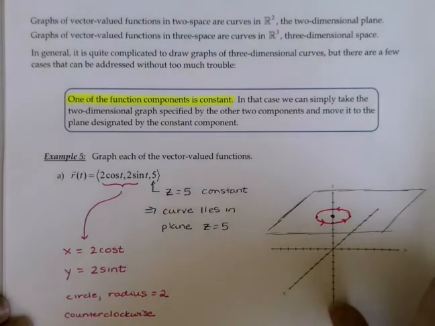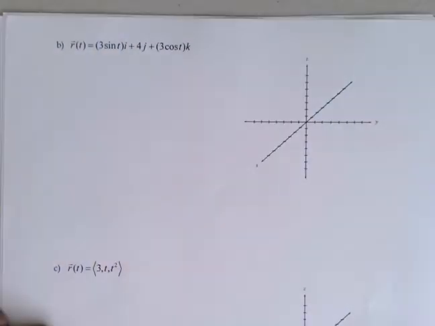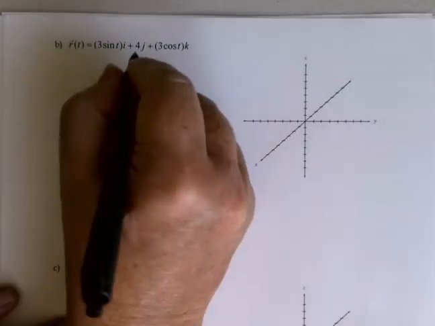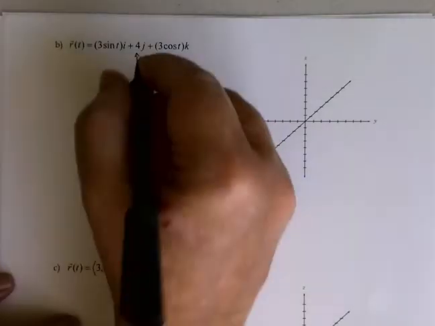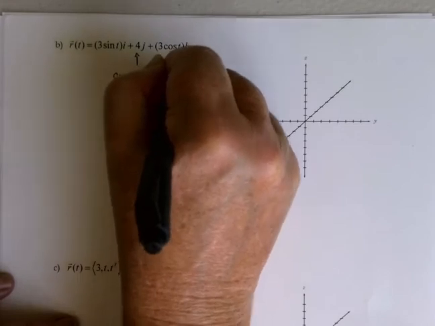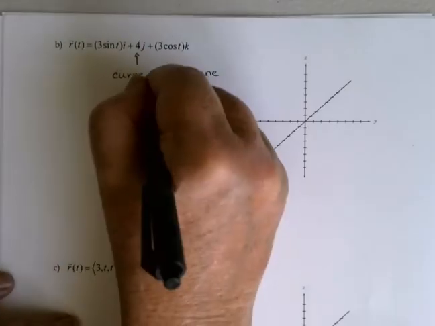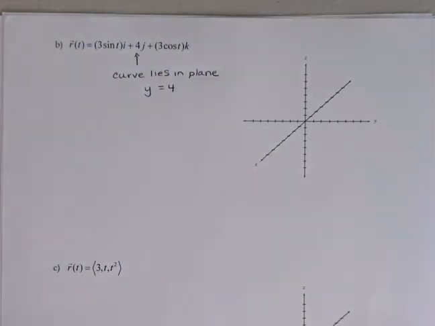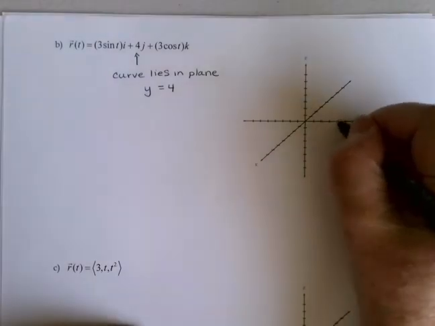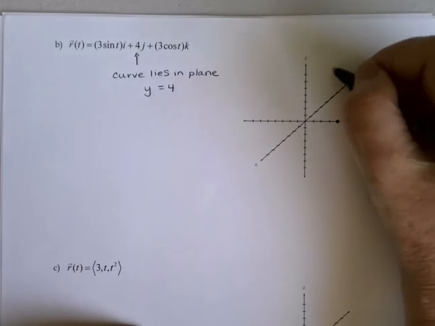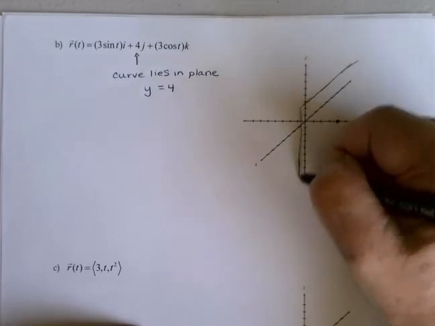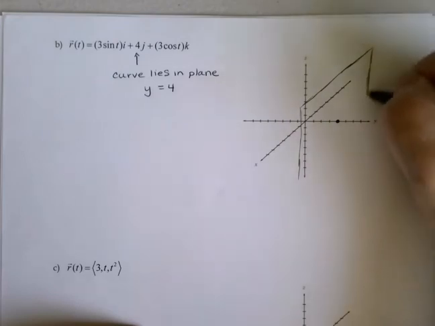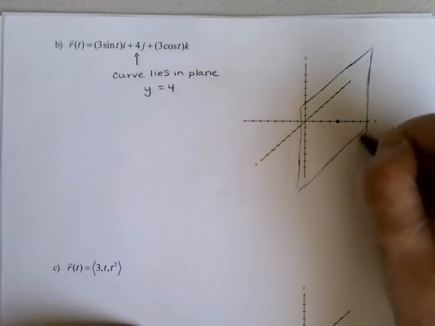All right, let's try another problem or two similar to that. In part B, this time it's the j component, or the y, that's constant. So the fact that y equals 4 here says that our curve lies in the plane y equals 4. So once again, I'm just going to start by sketching that plane. 1, 2, 3, 4 for y. And there's my plane, y equals 4.